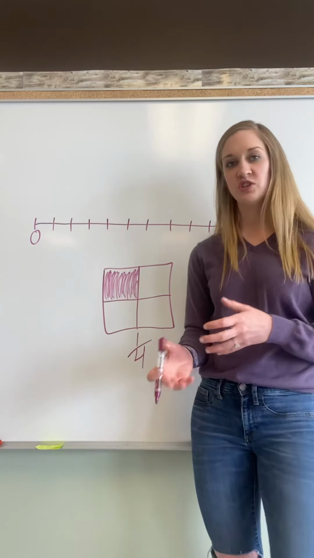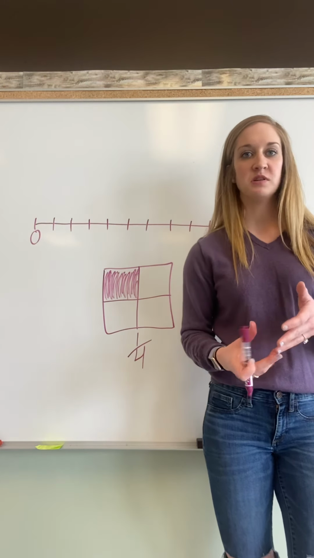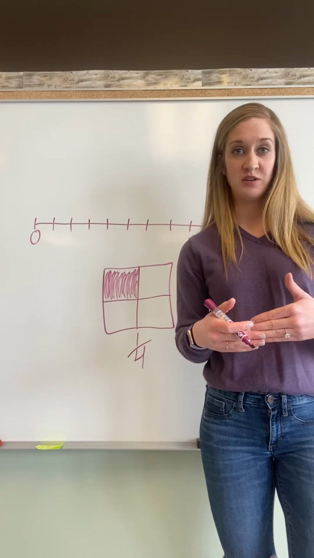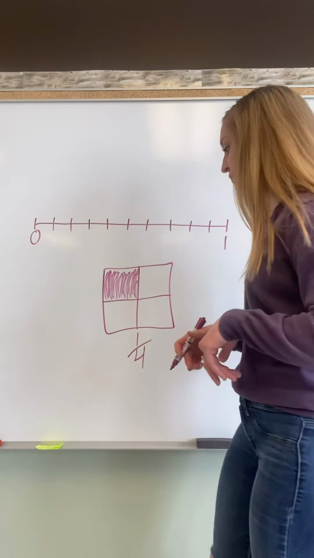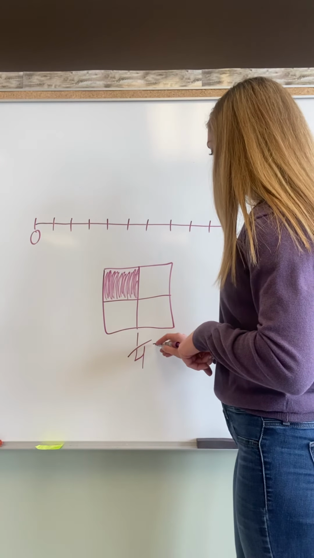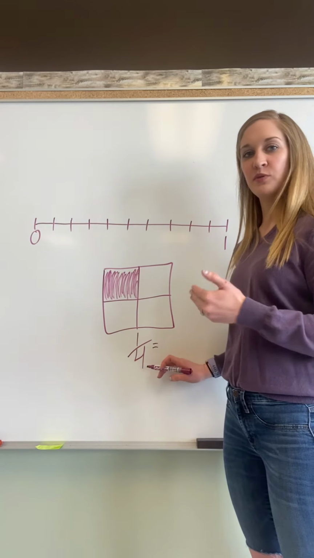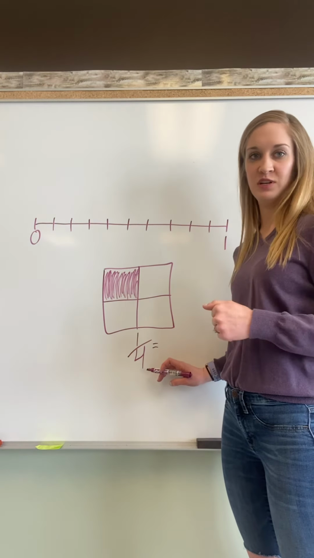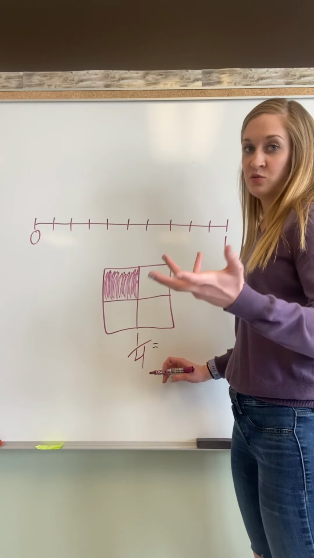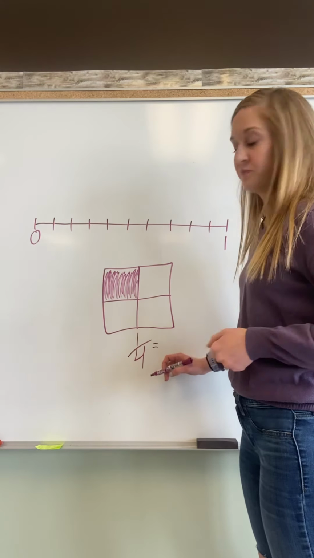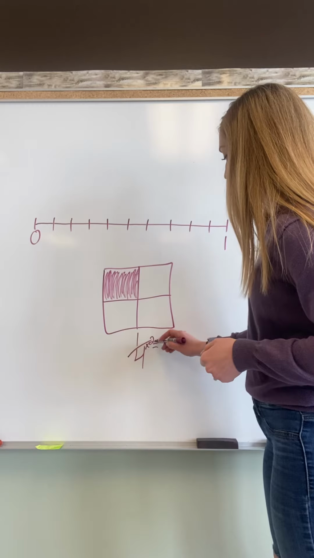Okay, so I can change that to a percent. What a percent means is it's out of 100, for every 100. So if I want to write this over 100, I have to figure out what do I multiply 4 by to get to 100. So I could think of it as quarters. 4 quarters is $1, so I'm going to multiply this by 25.